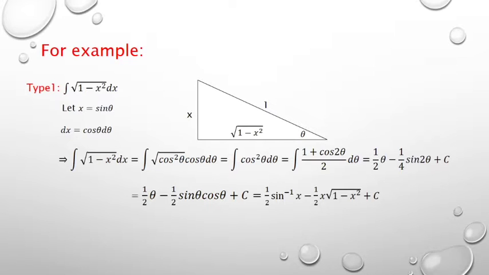And we have 1/4 of sine 2 theta, which we can change into 1/2 of sine theta cosine theta. And cosine theta here is root of 1 minus x squared, so the entire term becomes 1/2 of x times root of 1 minus x squared. And the entire thing still has c, so plus c.